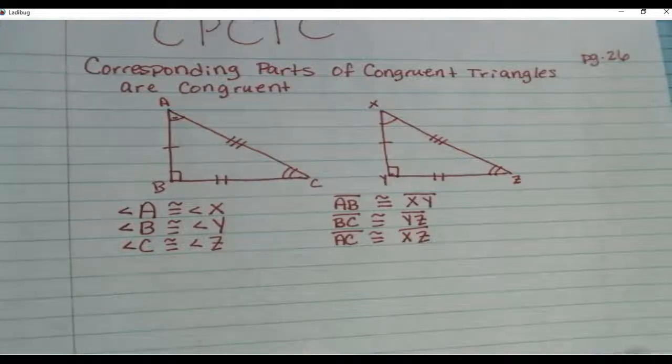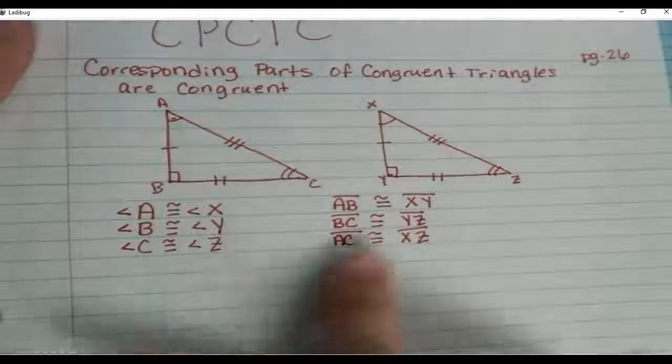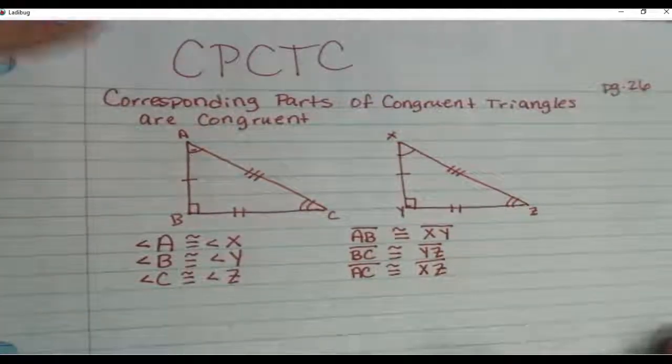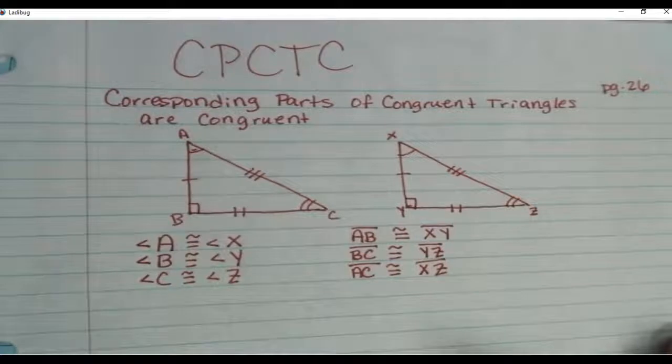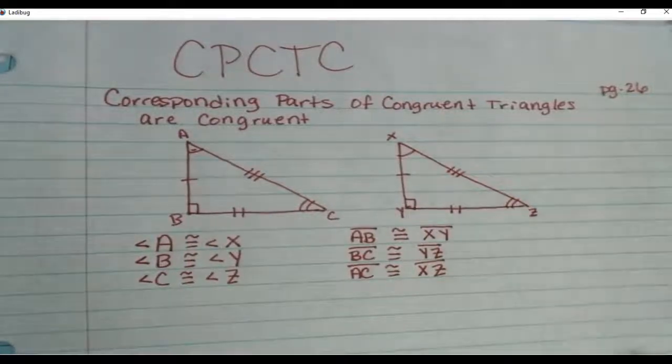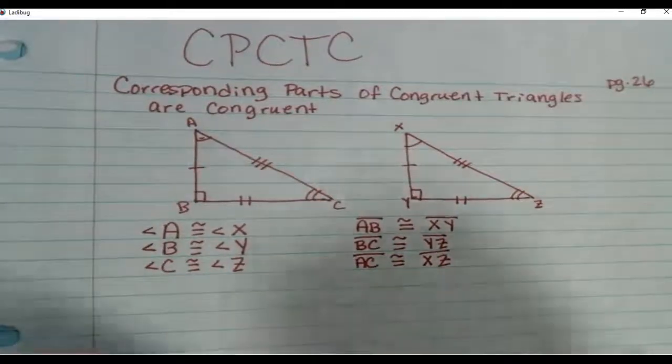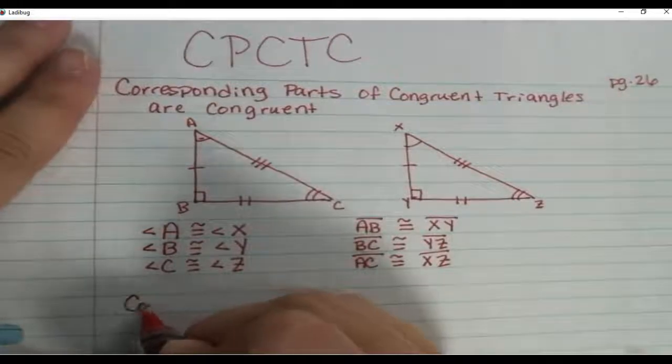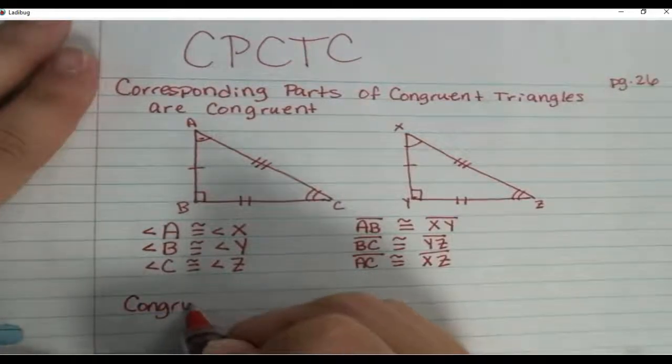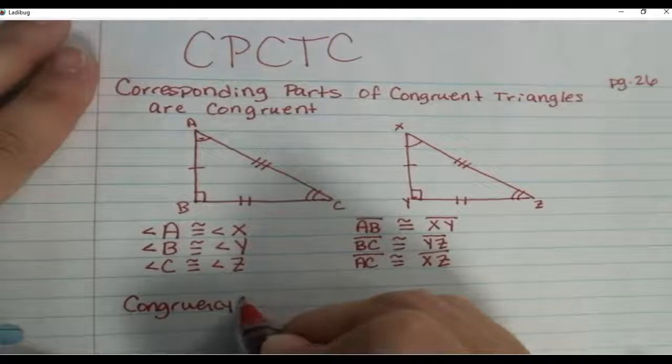So if we were doing a proof and it told me that my triangles were congruent, then we could say all 6 of these things by CPCTC. Okay, so that would be our reason. And again, we'll talk more about proofs later. So then the last thing we want to write is a congruency statement.